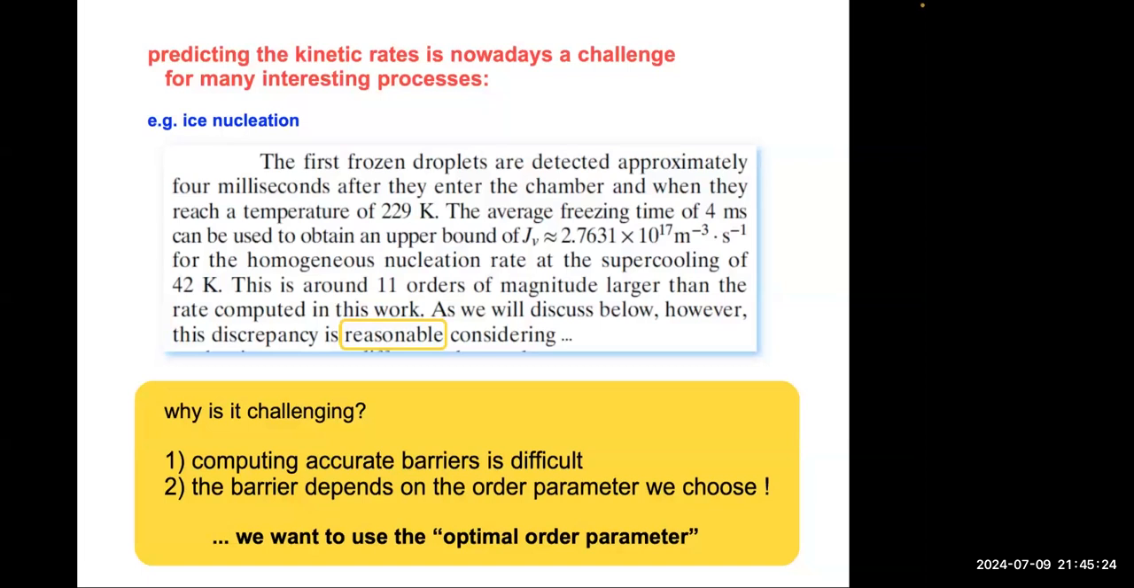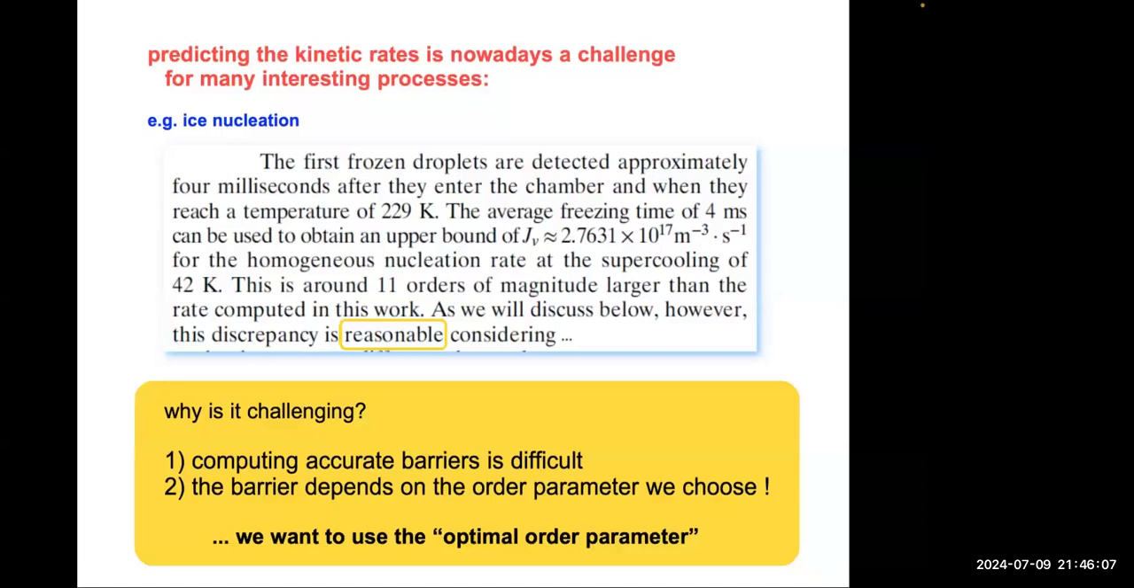Well, there are two main problems, I think. One is that it's difficult to compute accurate barriers. So this concerns free energy calculations. And then we have a second problem that is very often overlooked, which is that the barrier depends on the order parameter. So even if you compute the free energy barrier in a perfect way, maybe this barrier is not so useful to compute the rate, because the order parameter you chose is not optimal. This is a subtle point. I will try to make it clear as much as I can. But again, it's not only about statistics. It's not only about doing enough sampling, efficient sampling. It's really about how we look at the problem, unfortunately.